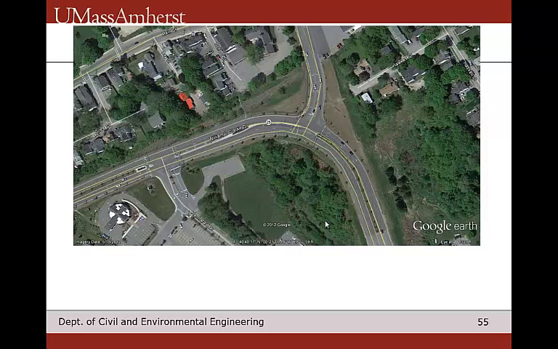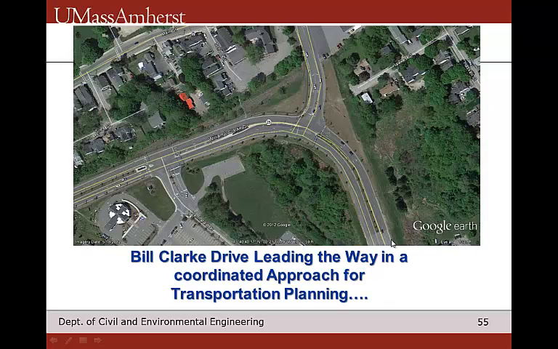Here's Bill Clark Drive now. This is an aerial shot. What you can see is they've curved the road. This is the arterial leading to the main turnpike if you go this way. Bill Clark Drive is leading the way in a coordinated approach for transportation planning. You see green space right here, with trees and so forth, though it's hard to tell. They made a center median here to be pedestrian friendly, with a crosswalk and a mid-block crosswalk. They also planted trees and shrubs, and the aesthetics and landscape architecture are wonderful.